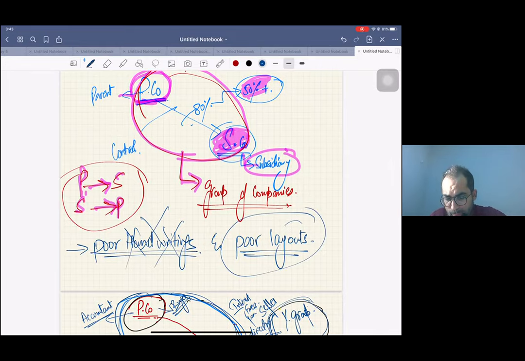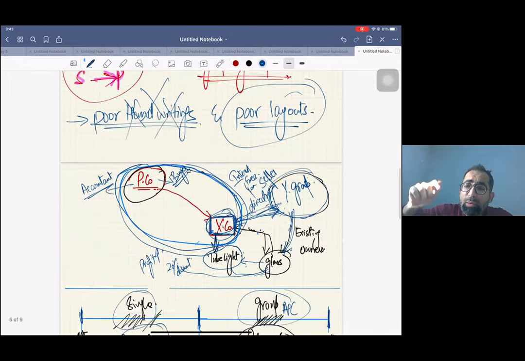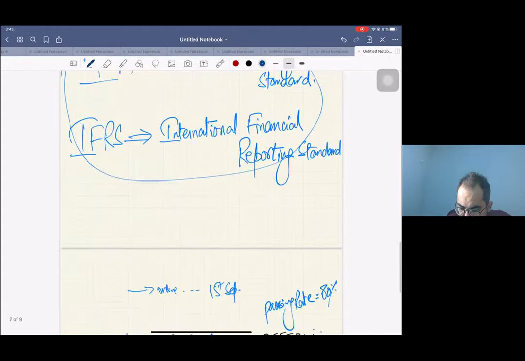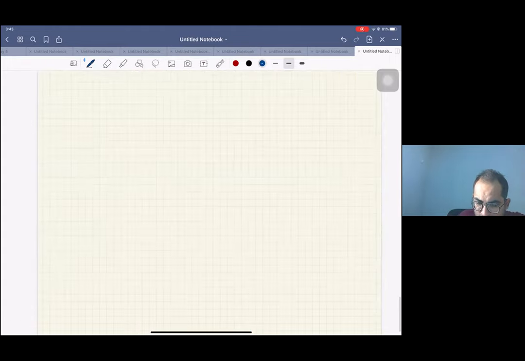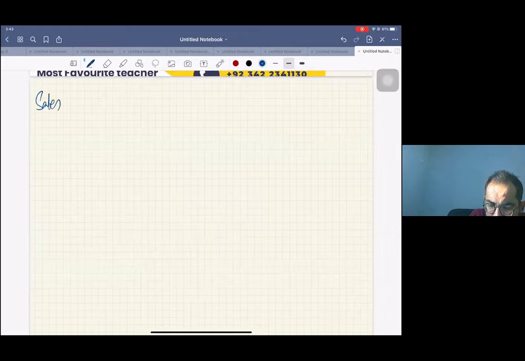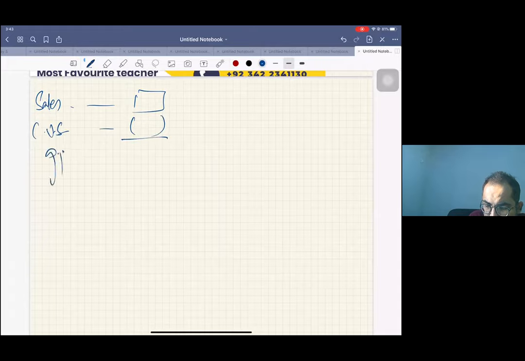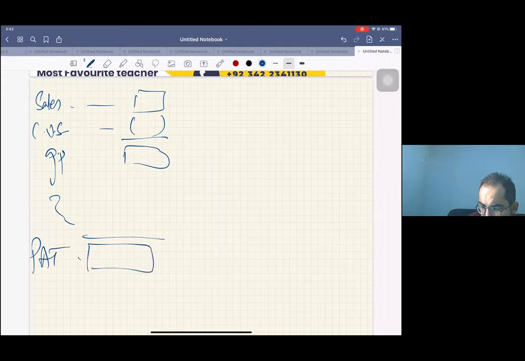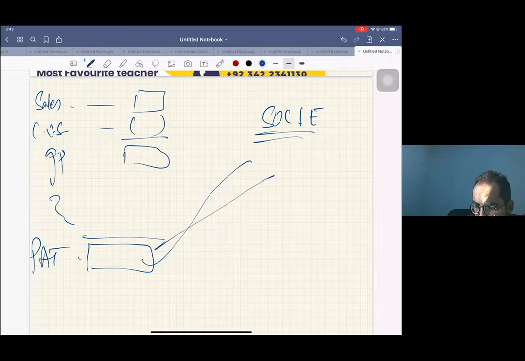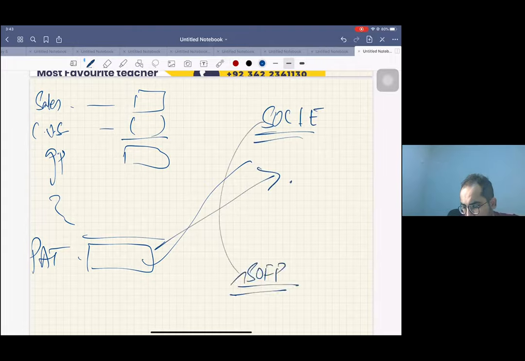One more thing. Let me give you one example, from when you used to do manual working. For example, this is your income statement: sales, cost of sales, GP, and so on, down to profit after tax. This profit after tax goes into SOCIE, the statement of changes in equity, right? And then finally the retained earnings figure goes into SOFP. I repeat.